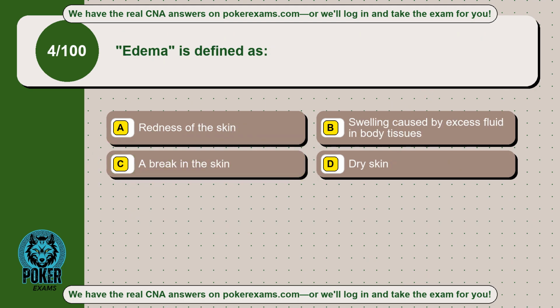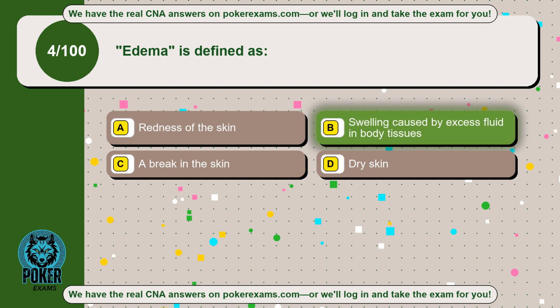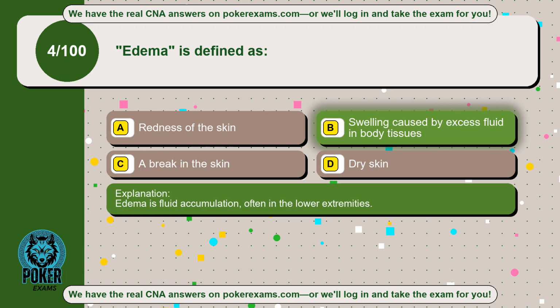Question 4. Edema is defined as: Option A, redness of the skin. Option B, swelling caused by excess fluid in body tissues. Option C, a break in the skin. Option D, dry skin. The correct answer is option B, swelling caused by excess fluid in body tissues. Edema is fluid accumulation, often in the lower extremities.